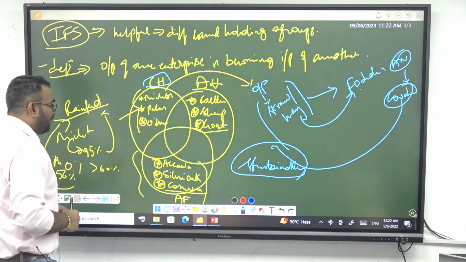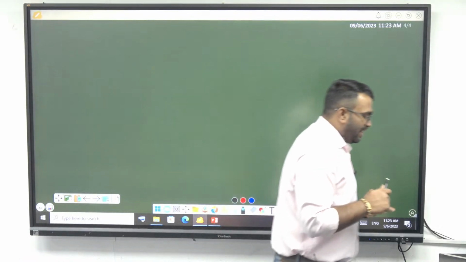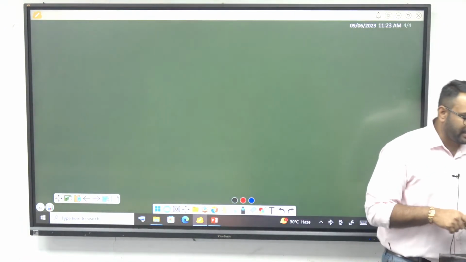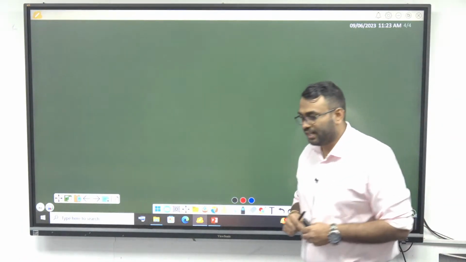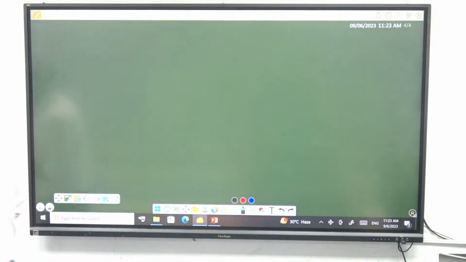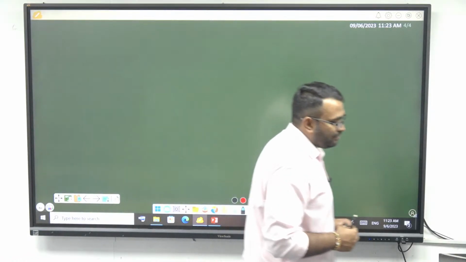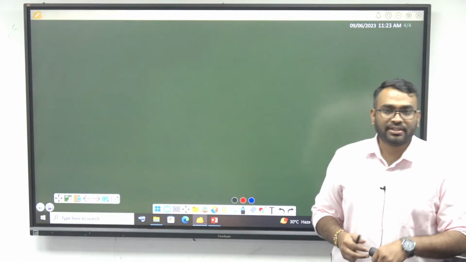For different land holding groups, we have the small farmer, marginal farmer, and then the big farmer, correct? Medium farmer is also there. Essentially these four categorizations are there, depending on the land holding capacity. The beautiful thing of this integrated farming system is that you need not have acres of land together to practice it. Even with 1 acre of land, you can go for IFS.